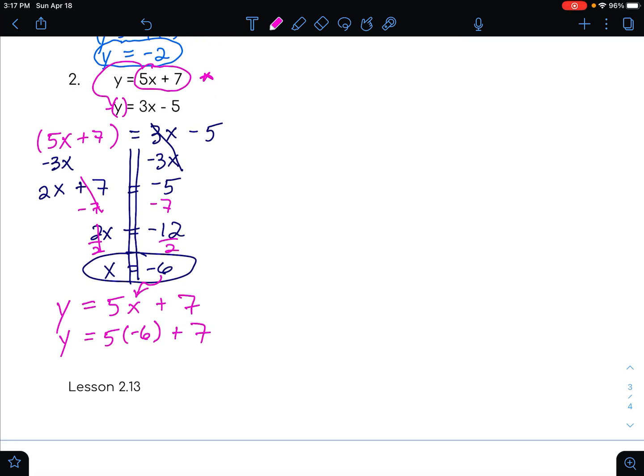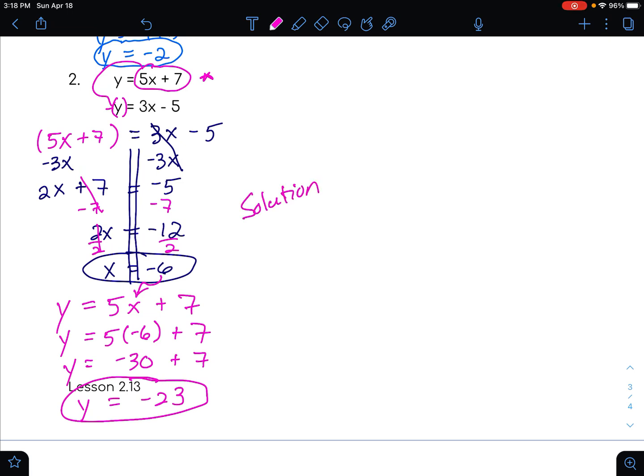And now let's just think about that. Okay, so 5 times -6 is -30. -30 plus 7 is -23. So it's going up. And now I have my y value. So in this case, -6, -23. So hopefully we did everything correctly there, and we have -6, -23 as our intersection point between these two lines.